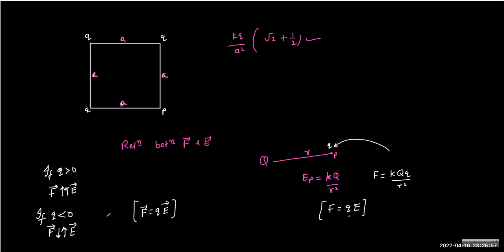And a neutral object will never experience electric force. If the charge is zero, no force, right? So if we have a neutron, then it will experience no force. If we have a proton, then it will experience force in the direction of field. And if we have an electron, it will experience force in the direction opposite to the field.